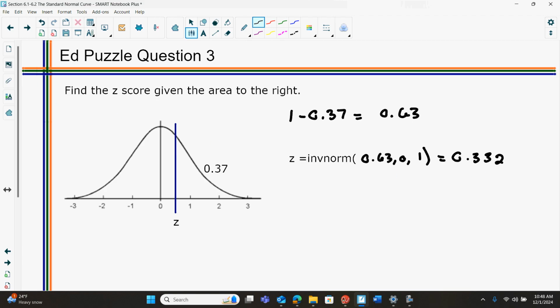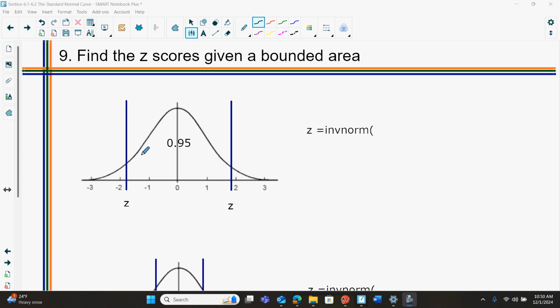Okay, moving right on along. Let's finish this up. Like I said, no puzzle question on this, but we are going to do this. What happens if you're given an area in the middle between two z-scores? More specifically, you can assume that these z-scores are inverses of each other. What that means is they're the same, just this one's negative and this one is positive. Here's what you do.